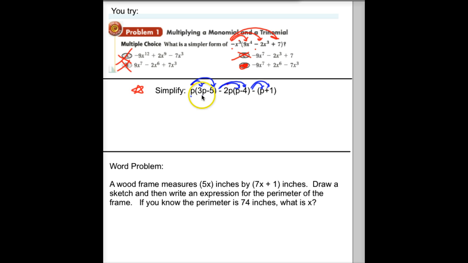P times 3p is 3p squared. P times -5 is -5p. You're done. All right? I've got a negative 2p times p, giving me a negative 2p squared. I've got a -2 times a negative 2p, times a -4, which gives me a positive 8p. On the last one, I've got a minus, technically 1 times p, which is a -p.